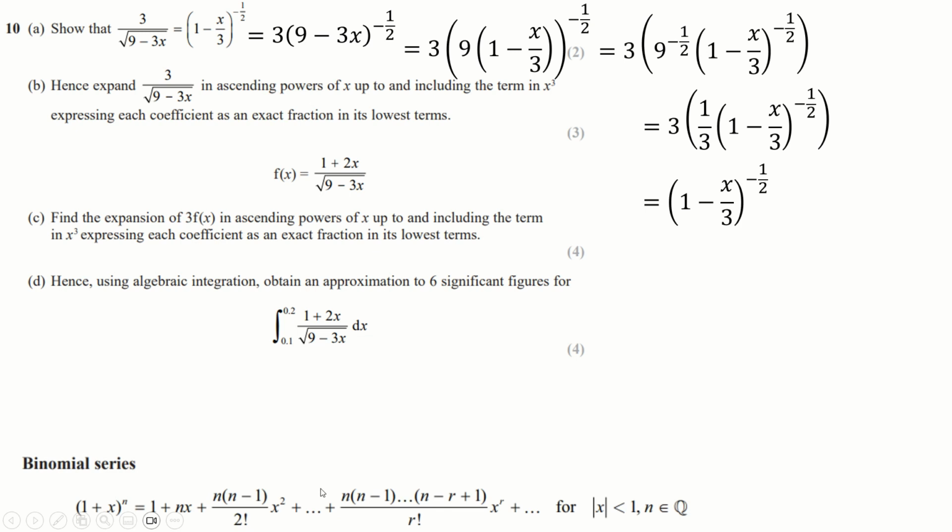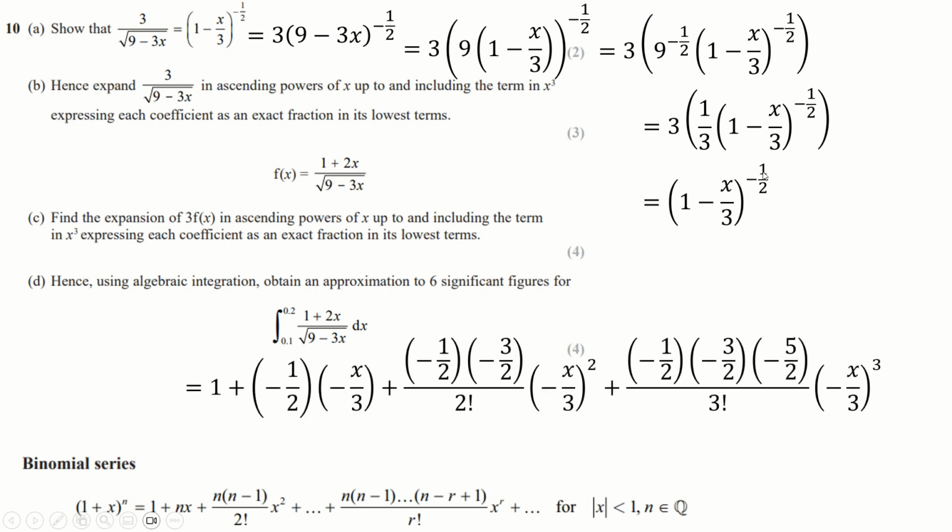Hence, expand this up to x cubed. The formula is in the formula book, so we're just going to have 1 to start with, plus n, which is minus half, times x, and x is minus x over 3. So every time you see an x in this formula, use minus x over 3. And then the next one will be minus a half times minus a half minus 1, which is minus 3 over 2, over 2 factorial, times minus x over 3 all squared. And then the next one is just this with an n minus 2 here and a 3 factorial here, which is exactly what this is, and then an x cubed over here as well. Type all of these results into the calculator and you get this, and that's going to be those 3 marks done there.